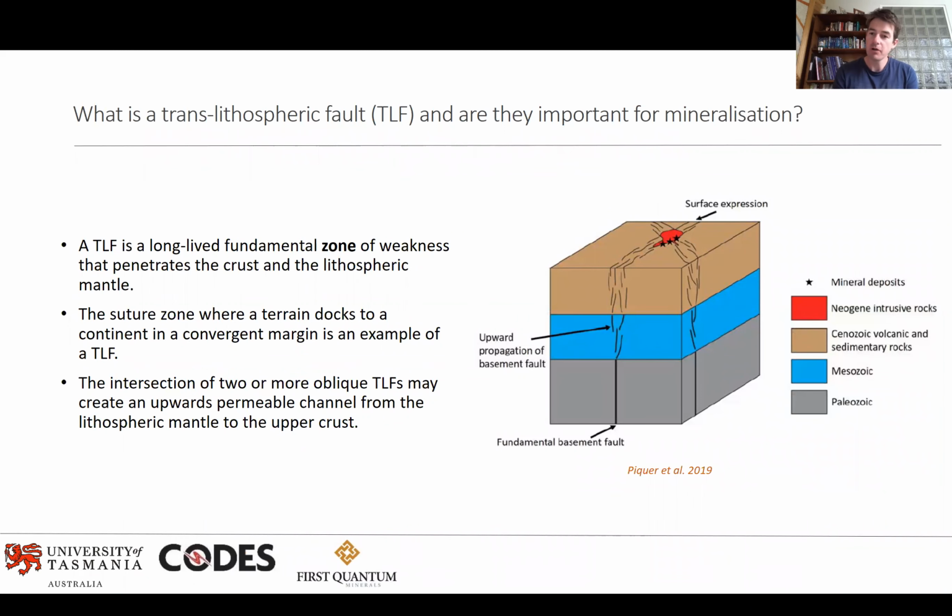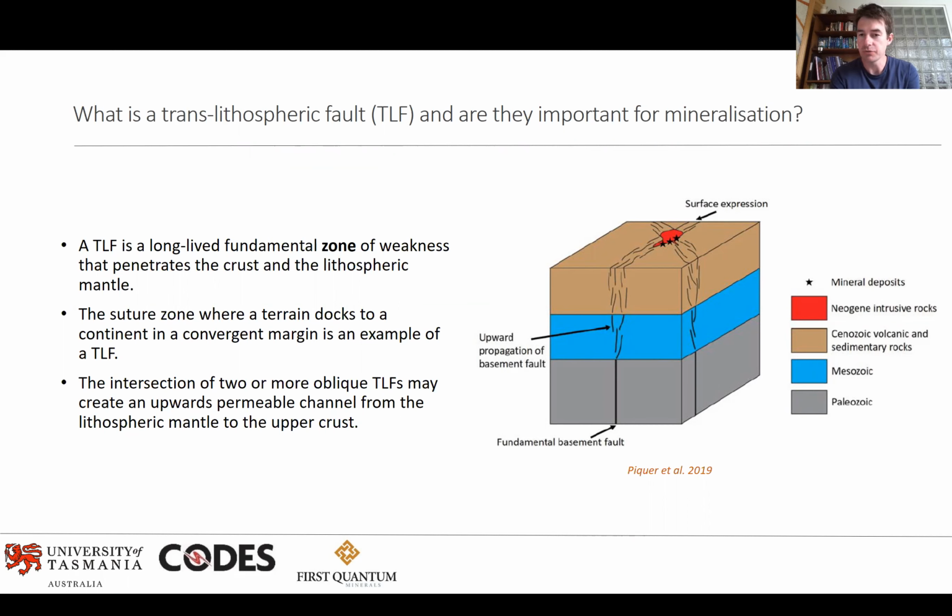What is a translithospheric fault? Basically, a translithospheric fault is a long-lived zone of crustal weakness that penetrates the entire lithosphere, so the upper lower crust and the upper mantle. An example of a translithospheric fault would be a suture zone, where two terrains have docked together, and basically these sorts of fundamental weaknesses in the crust are recorded in the geologic record and are reactivated throughout geologic time.